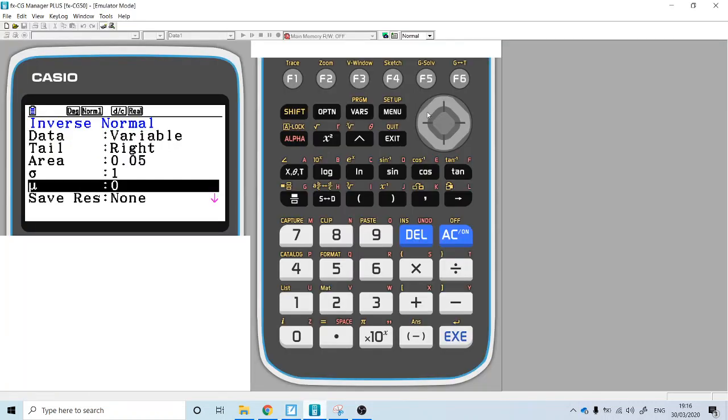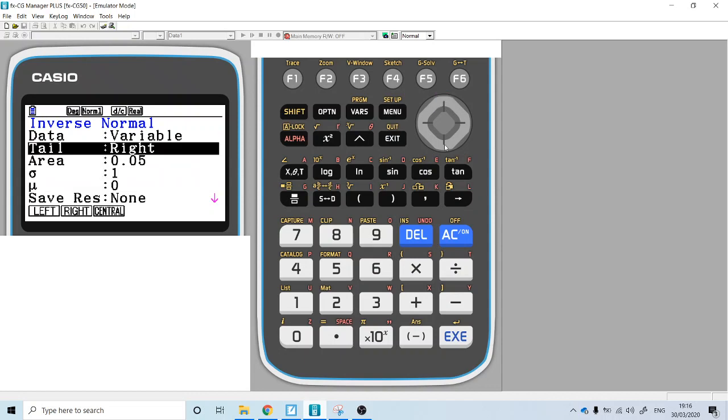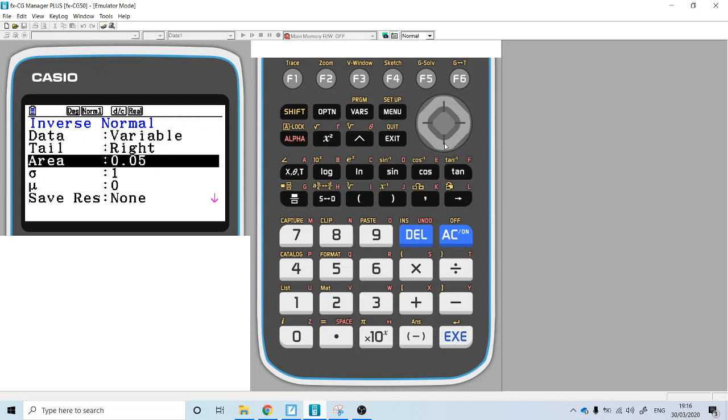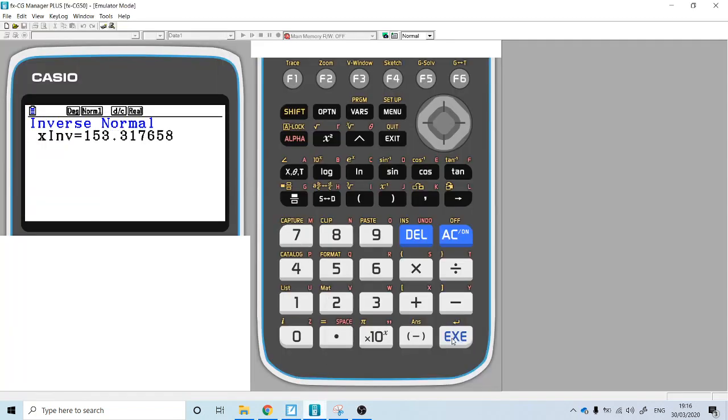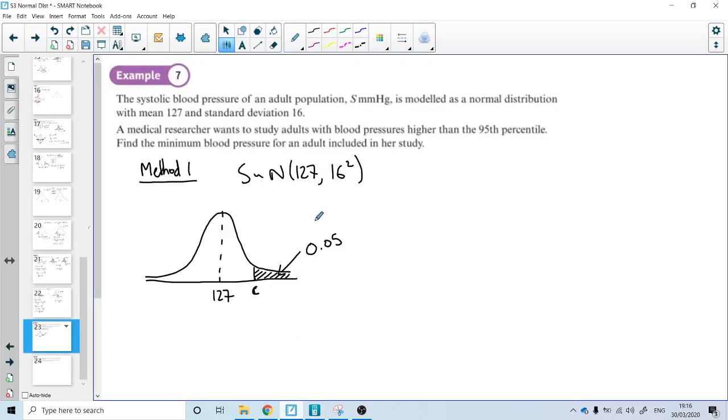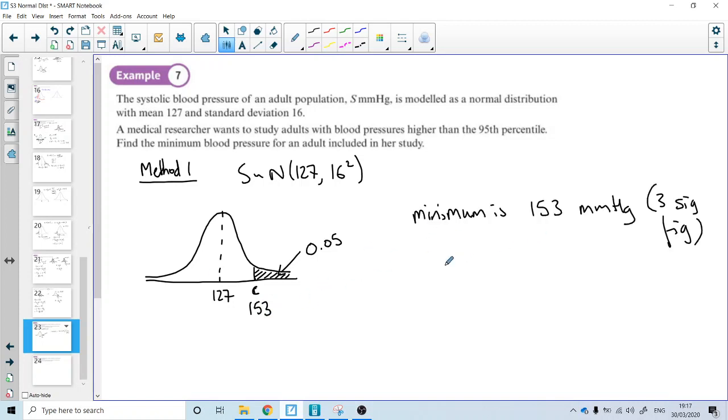So if we go on inverse normal, we're going to put right as our tail because we know the probability to the right of our unknown value is 5%, so we'll put that as 5%. And our standard deviation is 16, so we put that in there. And our mean is 127. And we get 153 to three significant figures. So C must be 153. Okay. So we get the minimum is 153.